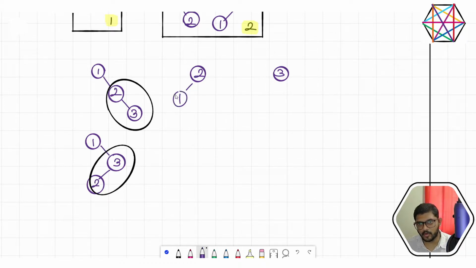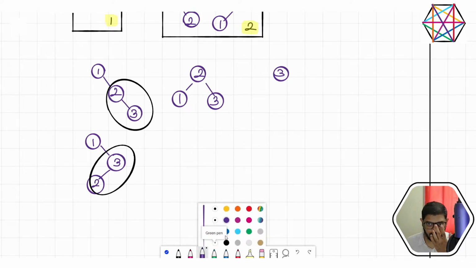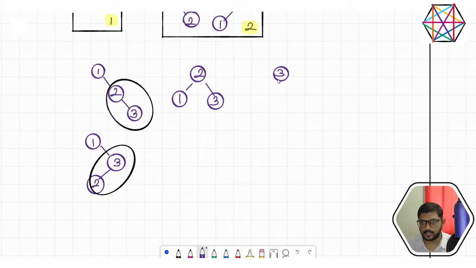1 must definitely go here, and 3 must definitely go here in order to form BSTs. And this is the only way of forming a BST, having 2 as the root node, okay? So when we keep 3 as the root node, what happens? The other two nodes, 1 and 2, should go to the left subtree.